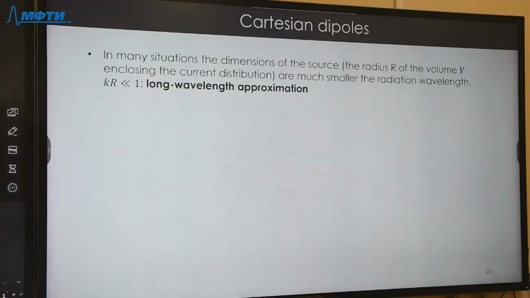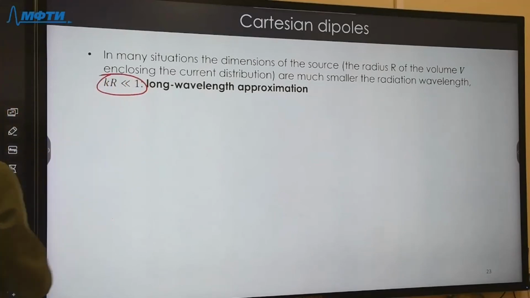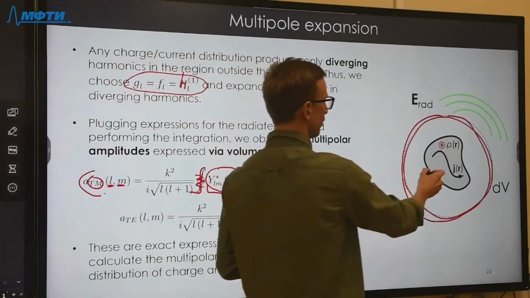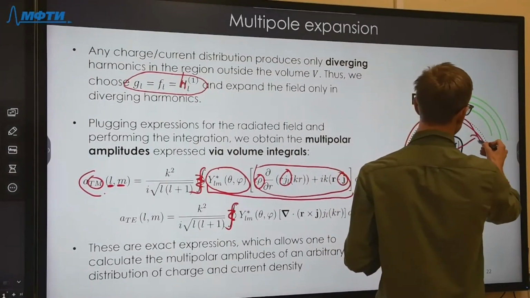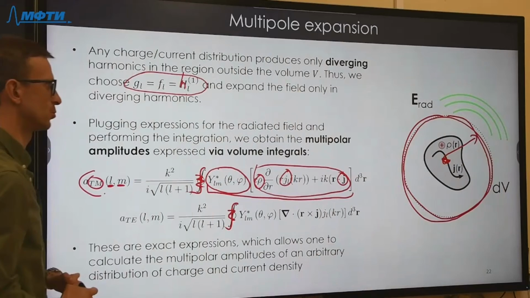Now, in certain situations, the dimension of the source area where the charges and currents are confined is much less than the wavelength of the radiation. This is called the long wavelength approximation, when this quantity kR is much less than 1. K is the wave number of the radiation, and R is the radius of the sphere that completely encloses all sources of radiation.